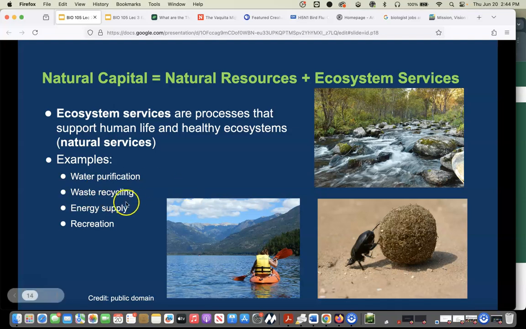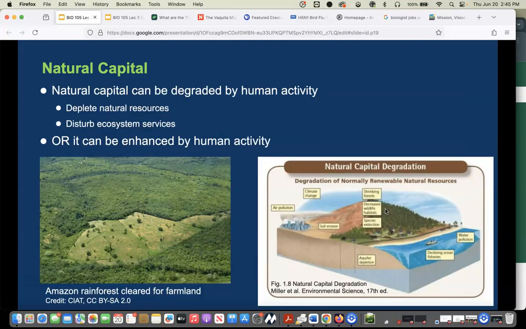So again, water purification, waste recycling, energy supply, recreation. I didn't include recreation before, but recreation is obviously a great ecosystem service provided to us by some of these natural resources, especially if you like to kayak like me. I do. And we didn't really talk about waste recycling, but here is a dung beetle, and there are many organisms that feed on and break down the wastes of other organisms. That's an important ecosystem service for us as well.